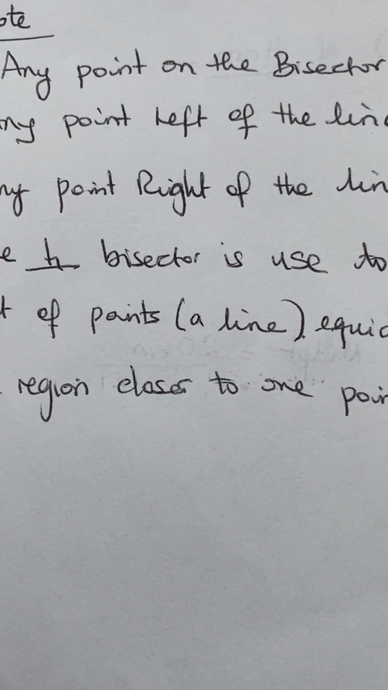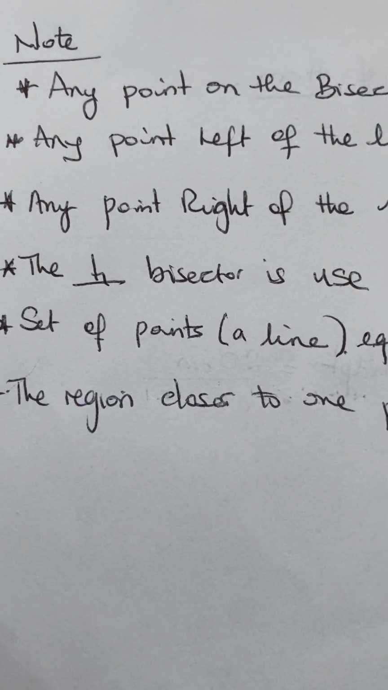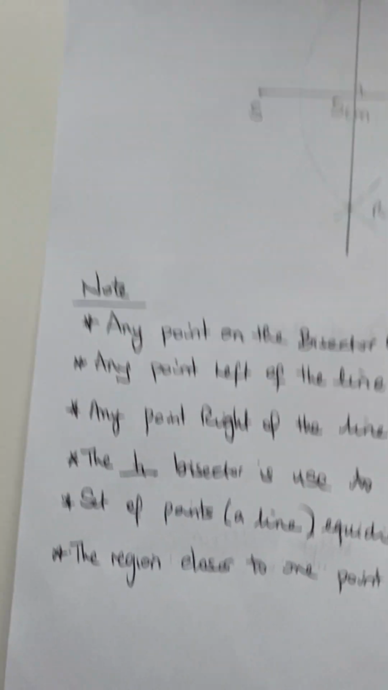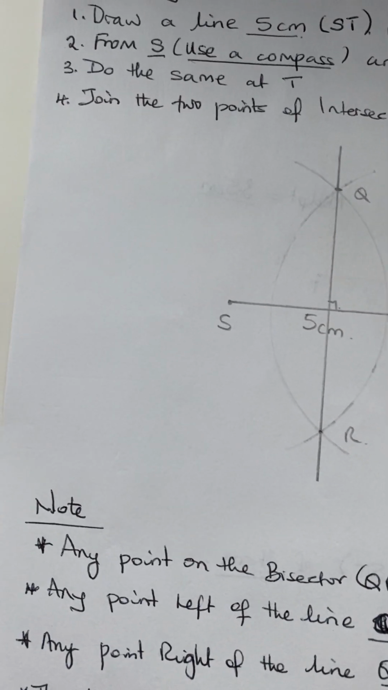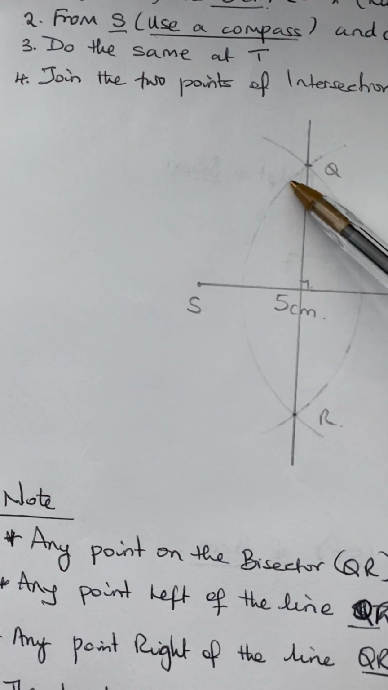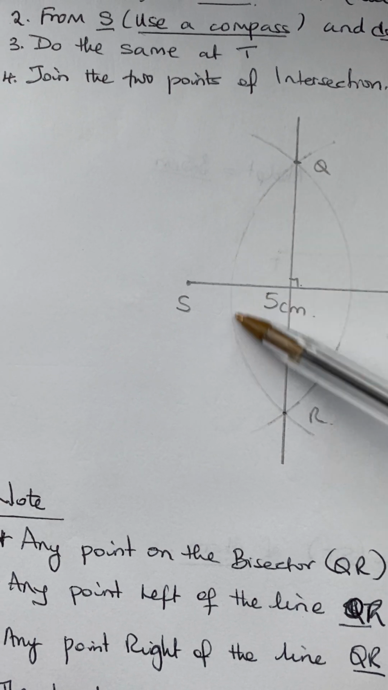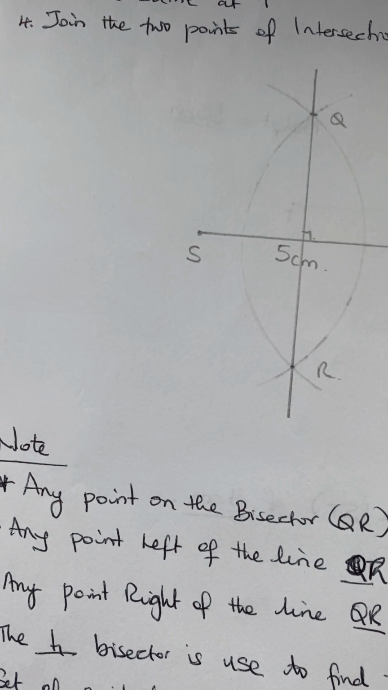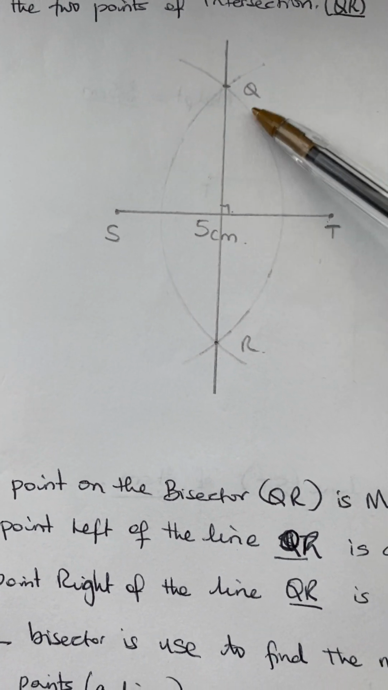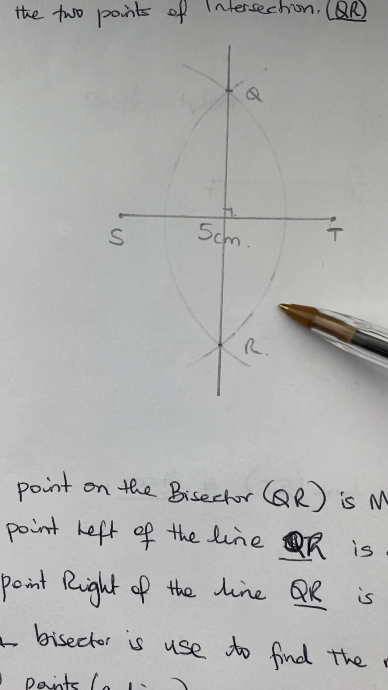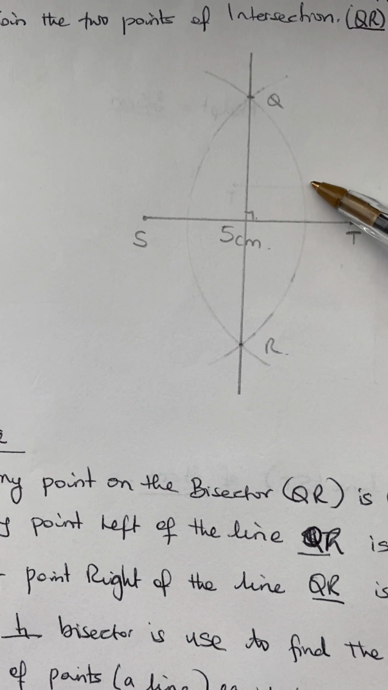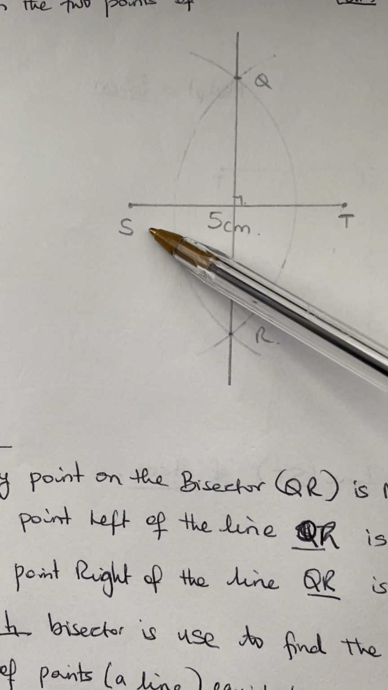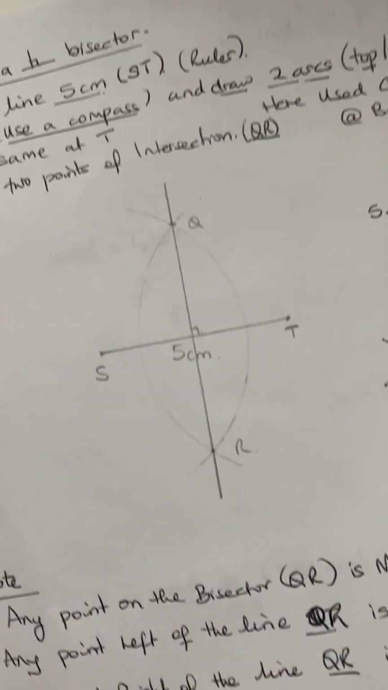Then there is the region closer to one point than the other, which I've also explained. So this region here is closer to S than to T. And that region here, all this place, is closer to T than S.